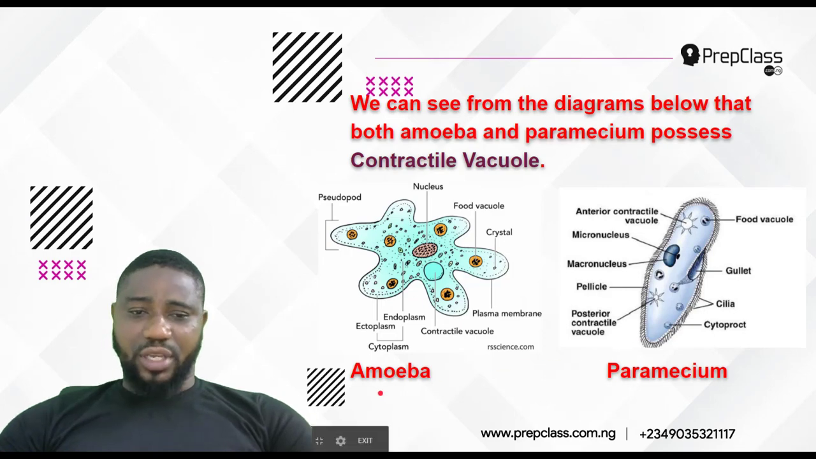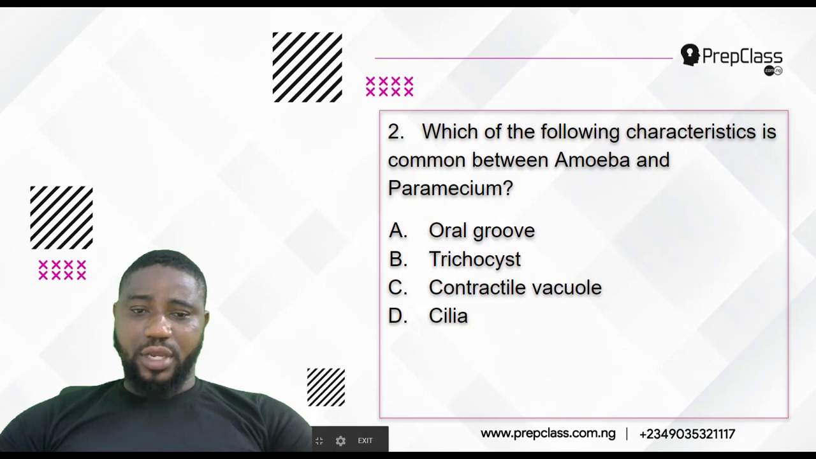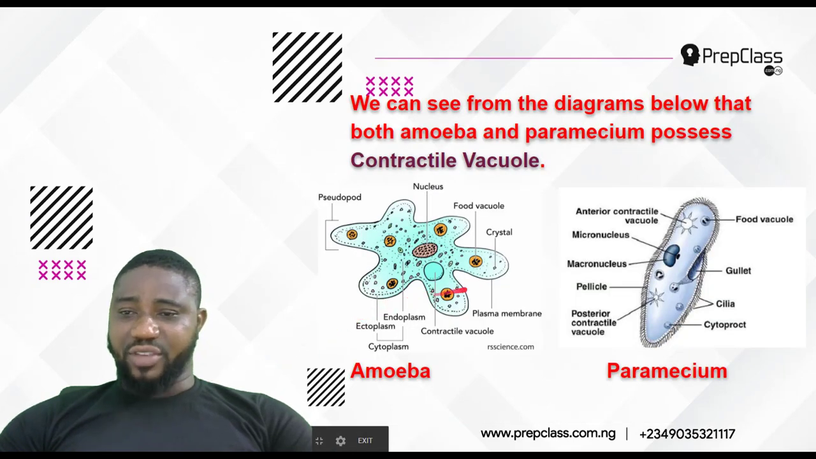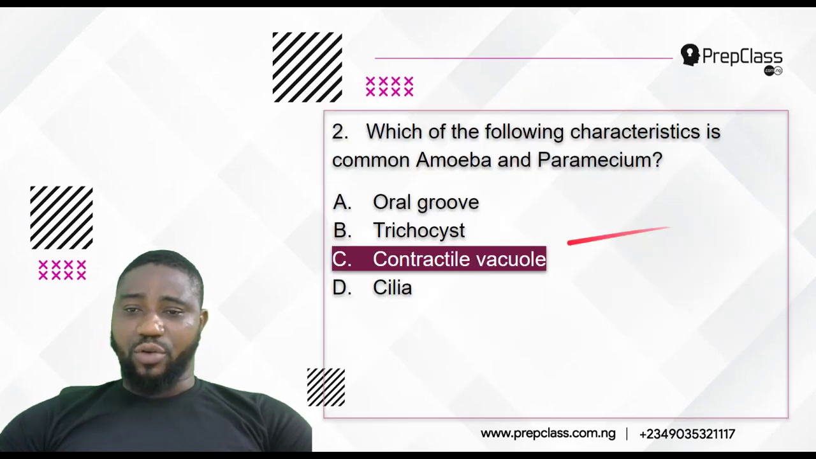And which other one did I mention? Oral groove, trichocyst, and cilia. You can see that amoeba doesn't have cilia, but paramecium has cilia that are used for movement. So the only thing common to them among those four options is contractile vacuole. Both of them have contractile vacuole.